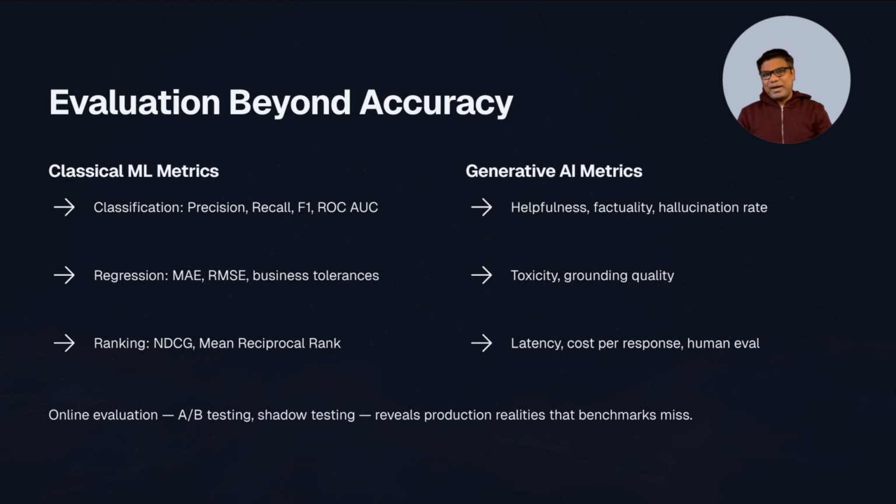Generative AI requires broader evaluation, including helpfulness, factuality, toxicity, hallucination rate, grounding quality, latency, and cost per response. Human evaluation also matters, especially when user trust, safety, brand impact, or domain expertise are involved. Offline evaluation is useful, but online evaluation such as A/B testing or shadow testing often reveals production realities that benchmark scores miss. Good machine learning teams align metrics with outcomes.